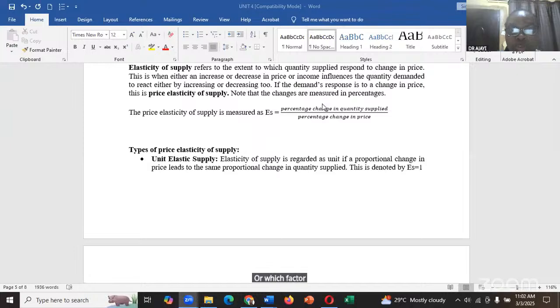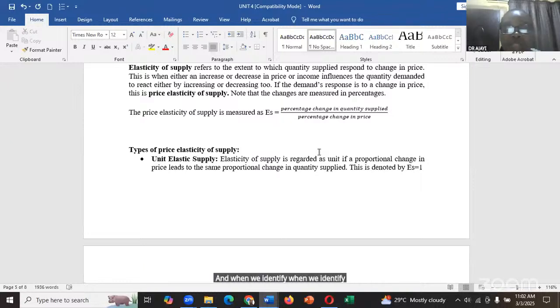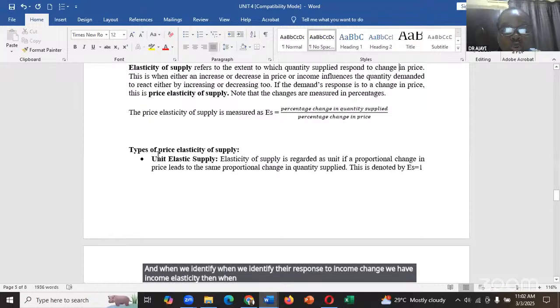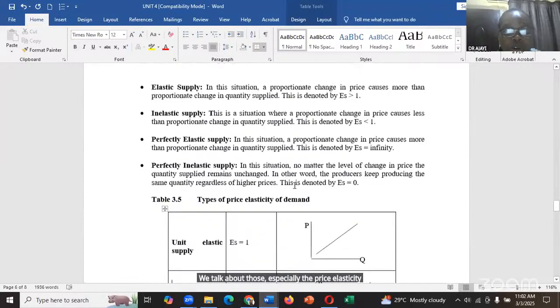then we will identify when it's responding to price change. That's when we have price elasticity of supply. And when we identify the response to income change, we have income elasticity. Then when we have response to the prices of other related goods, then we have cross price. And that is more noticeable when we are talking about elasticity of demand. But for that of supply, we talk especially about the price elasticity of supply.